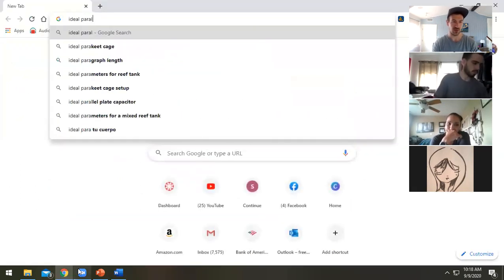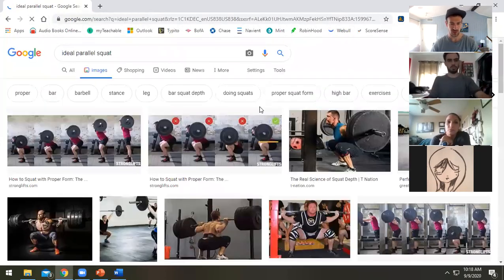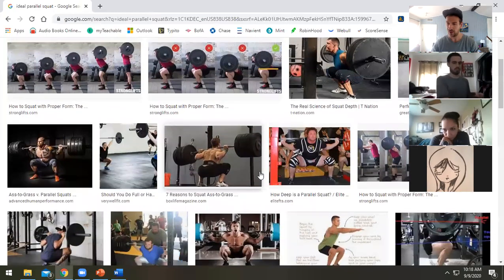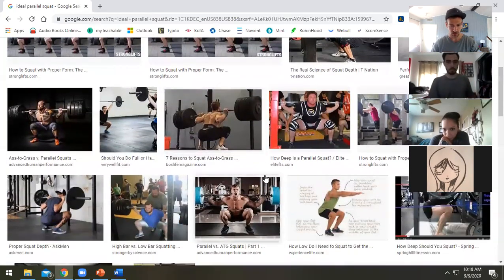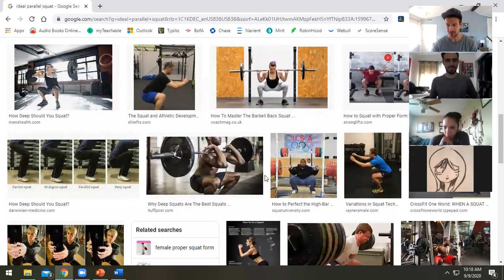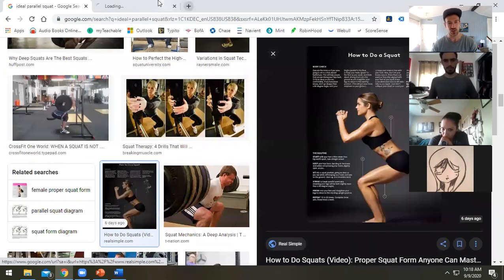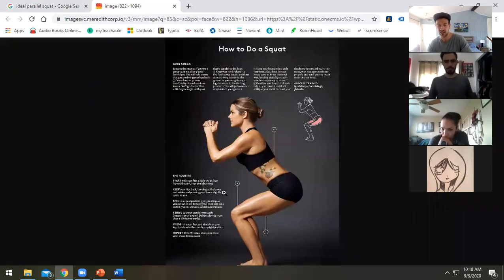Ideal parallel squat. Give me a lateral picture without a dumbbell in the way. Although these are all very good squats. That's not bad.